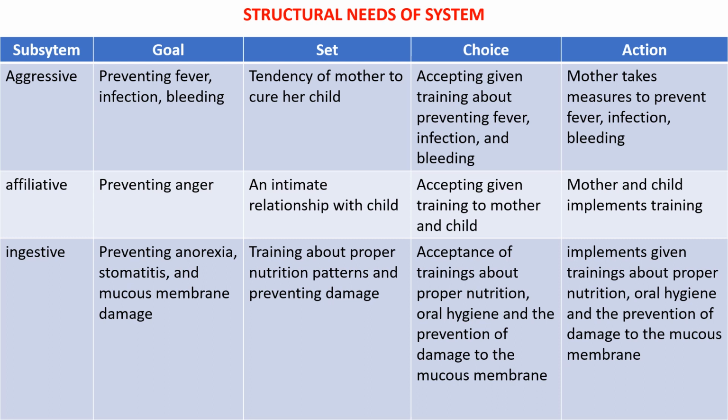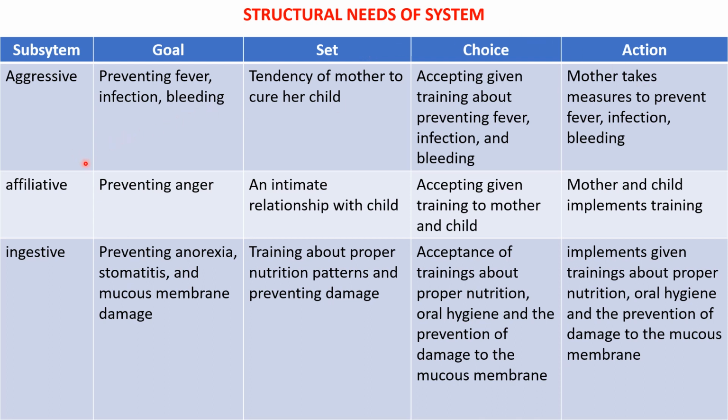So that is about our nursing diagnosis and planning. When we are planning, we need to see about the structural needs of the system and the functional needs of the system. So each subsystem, what are the structural needs? Structural needs, we know that it is divided into 4: goal, set, choice and action. We can see a few.